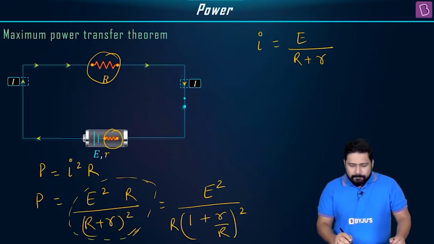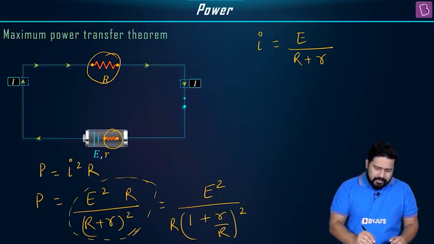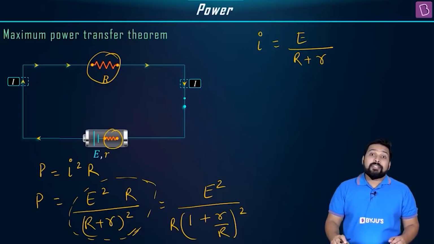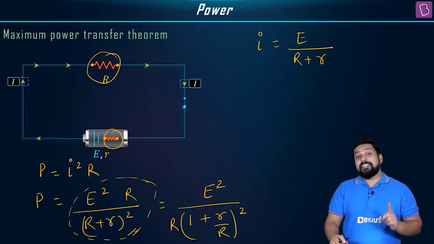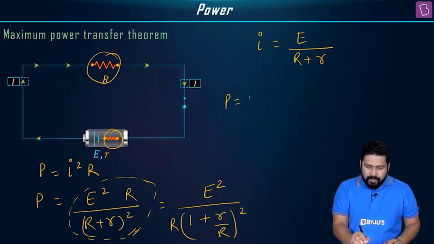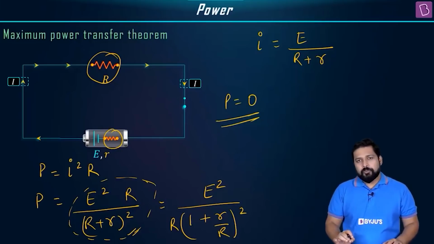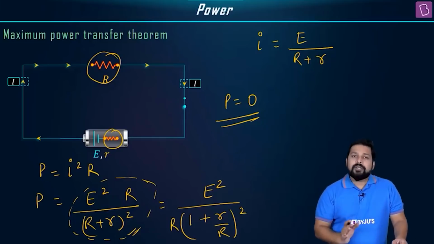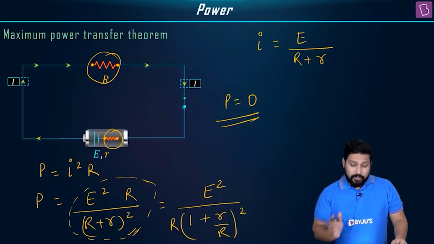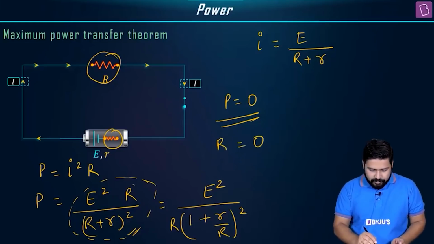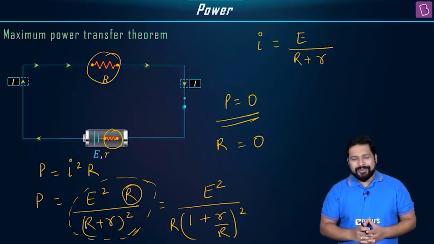Now, looking at this particular formula, at which instances, by looking at this formula alone, can you say that the power is going to be equal to 0? When you look at this formula, tell me when the power is going to be equal to 0. Well, the power is going to be 0, number one, if external resistance capital R becomes equal to 0. If this is equal to 0, obviously you are going to get 0, right?